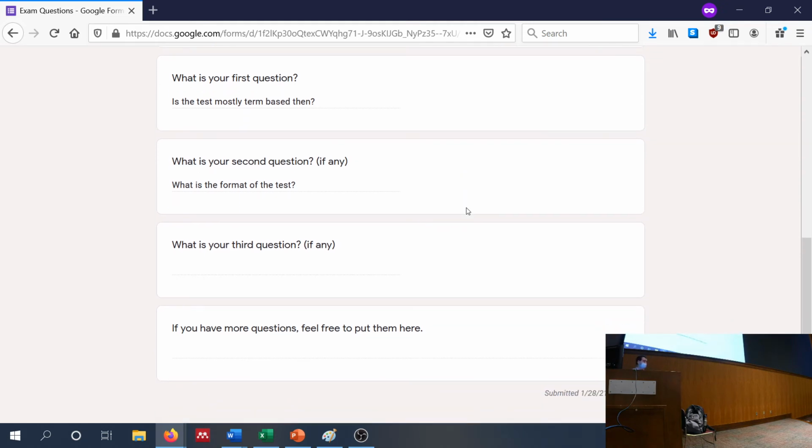Format of the test, multiple choice. Now, some of you will probably be glad to know, there's only going to be one answer you're going to select. It's not going to be select all that apply or anything like that. It's just going to be multiple choice, A, B, C, D, sometimes E.